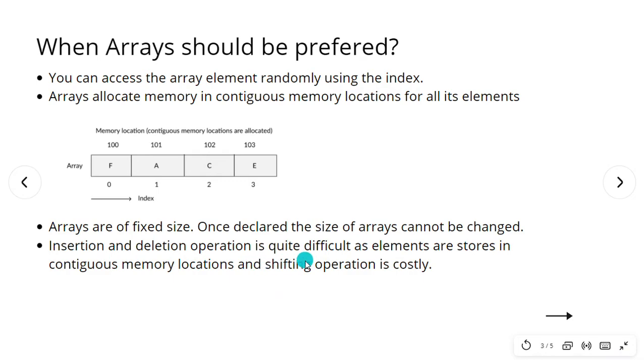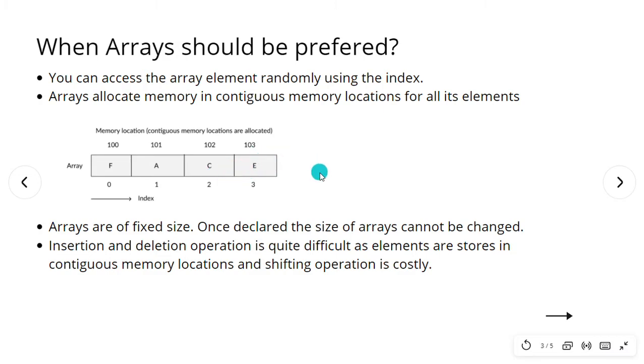Insertion and deletion operations are quite difficult, as elements are stored in contiguous memory locations, and the shifting operation is costly. If I want to insert at this position, that is 102, after C and before E, and store one more value, then I have to shift all the values which are after C.